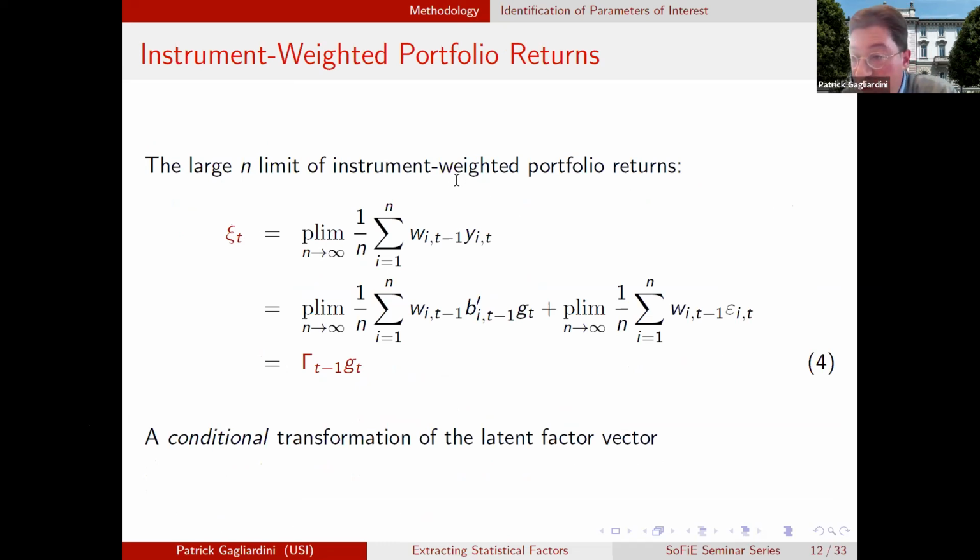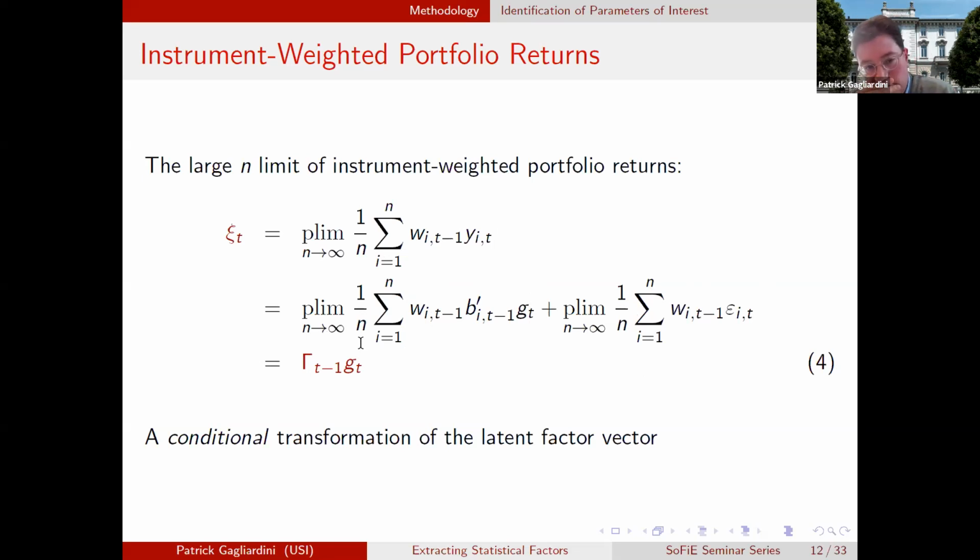So portfolio returns, in a large portfolio, returns weighted by these instruments, and plugging in the model and using the properties of the instruments, the part with the errors cancels in the limit, and basically we obtain that this portfolio or instrument weighted returns are nothing but a transformation, a conditional transformation of the vector of the latent factor. Conditional because it can depend on time t information.